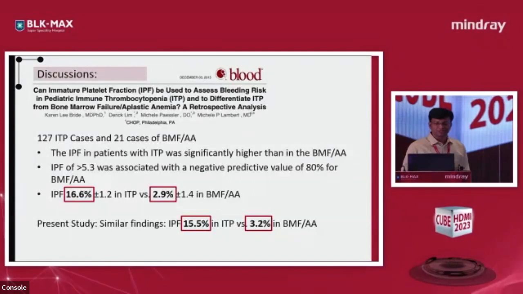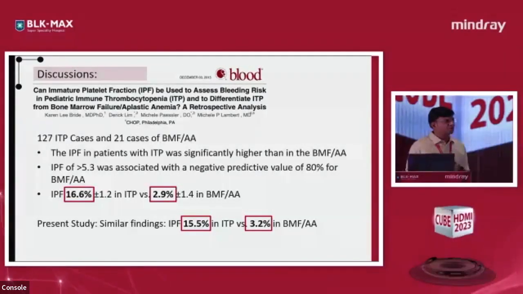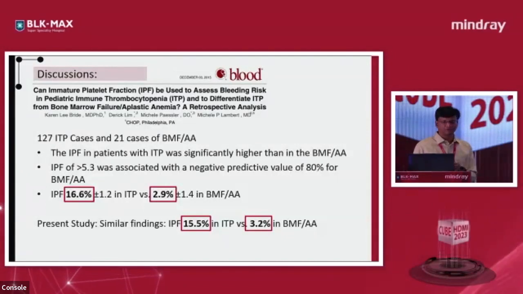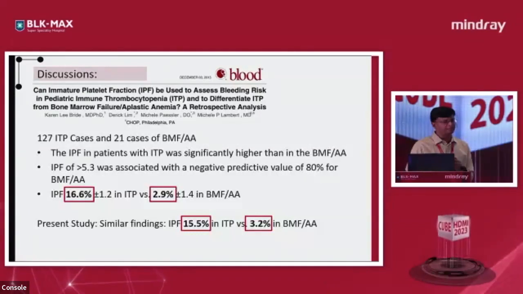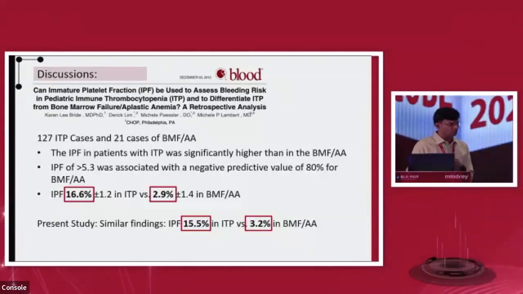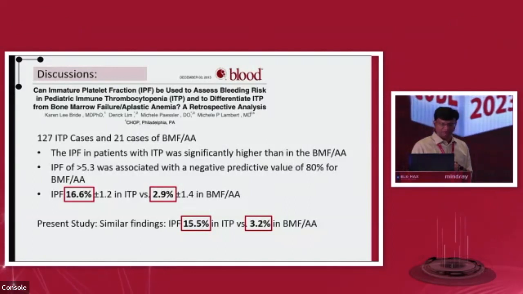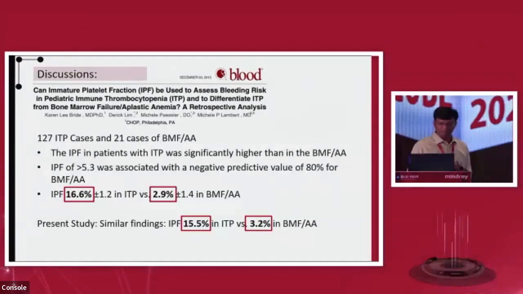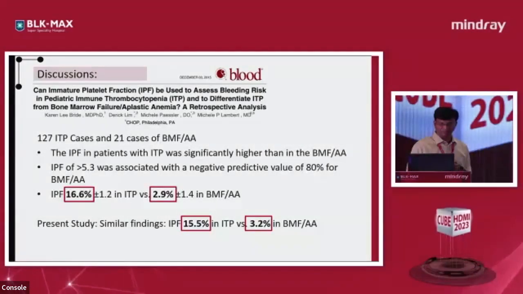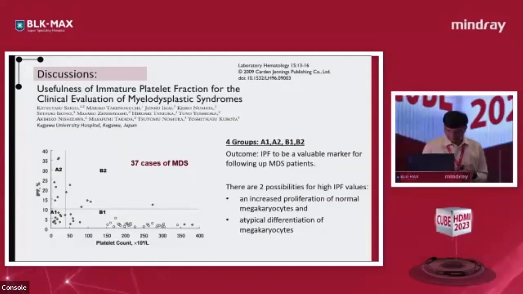And this is a study done in Philadelphia. They included 127 ITP cases and 21 cases of bone marrow failure or aplastic anemia. And the findings were almost the same as what we got in our study. The IPF there was 16.6% as a mean, and we got 15.5. And in bone marrow failure or aplastic anemia, they got around 2.9%, and we got around 3.2%.